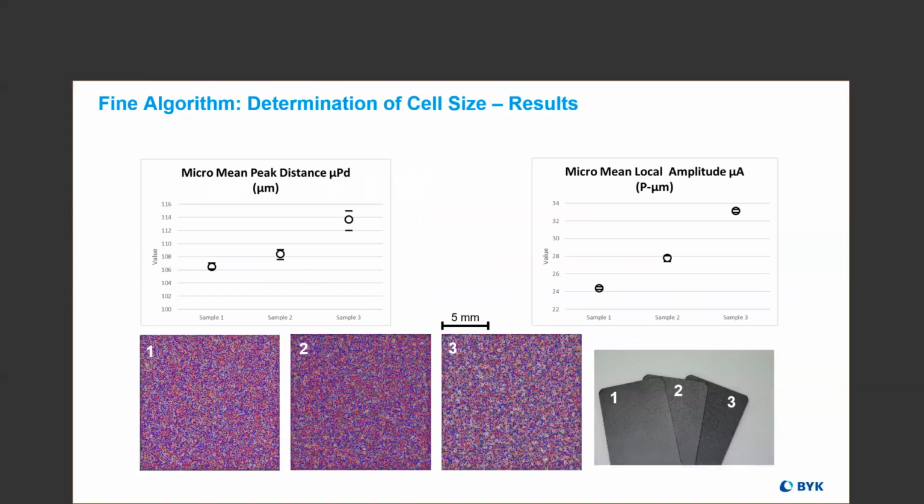And here we have the micro-mean peak distance and the micro-mean local amplitude of each of these three samples. We can see that as the micro-mean peak distance increases, so too does the rough appearance of the surface. So higher peak distance correlates to a rougher appearance, and that also tends to correlate to higher local amplitudes, which also correlate to a rougher look.